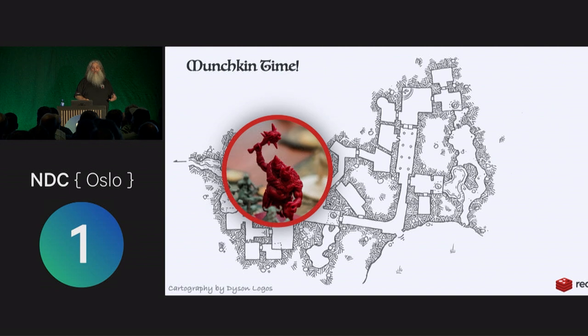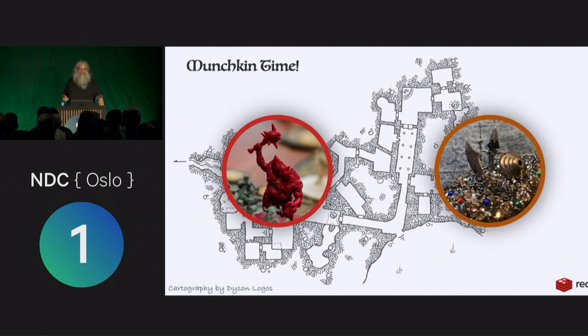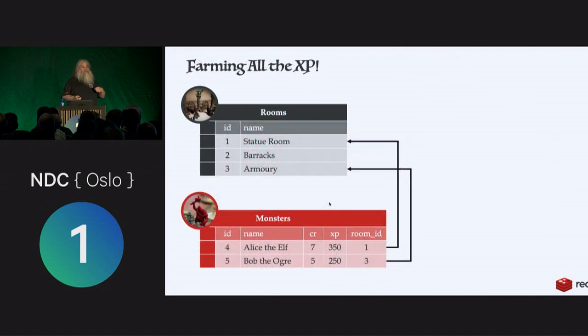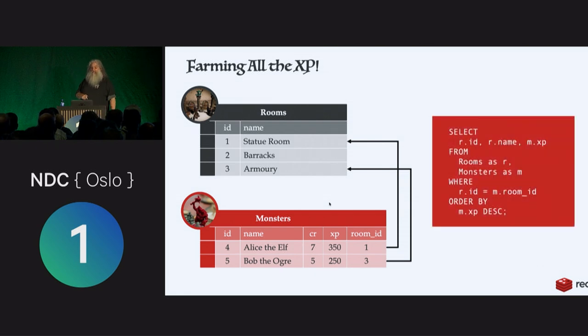We can query what rooms have monsters and what rooms have treasure in a useful way. And if we were to do this, say, to farm all the XP, I want to find the room that's got the biggest monster or get a list of monsters by experience points. To do that with a relational database, we do a basic join. So select from a couple tables where the IDs match and order descending.